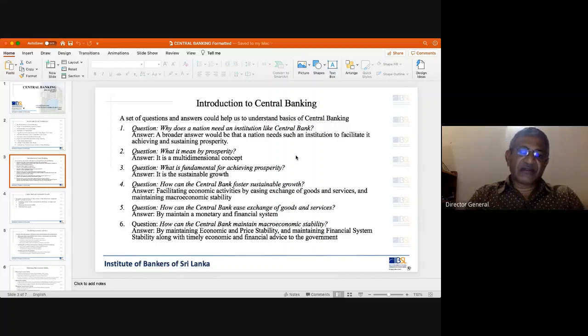Now, already I have discussed what prosperity means, and also the answer is there. It's a multidimensional concept. And next, the third question: what is fundamental for achieving prosperity? This answer is sustainable growth. That also we have already answered. Then the fourth question is, how can the central bank foster sustainable growth? The answer is already we have discussed: facilitating economic activity by easing exchange of goods and services and maintaining macroeconomic stability. There we have to talk a little bit about macroeconomic stability. So other parts we have already answered.